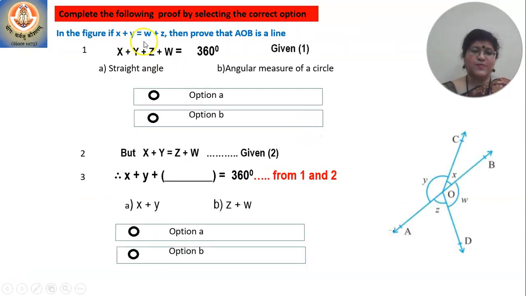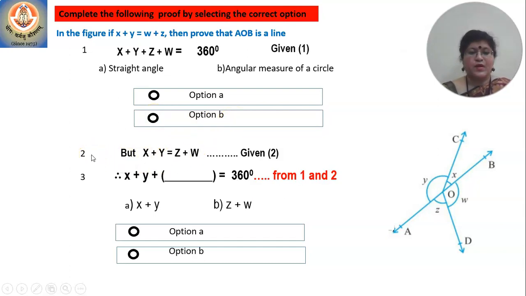In the figure, x plus y equal to w plus z. Then prove that AOB is a line. If you remember, we have solved this question in the earlier video lesson. Now, why is this 360 degrees? What is the reason? Is it because it's a straight angle or it's the angular measure of a circle? It's because it is the angular measure of a circle. So you will click on this option B.